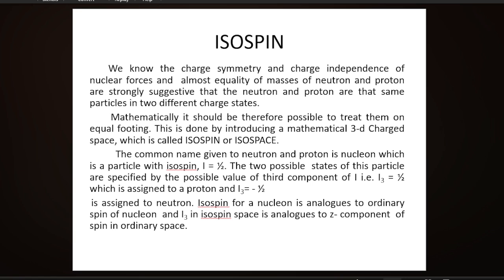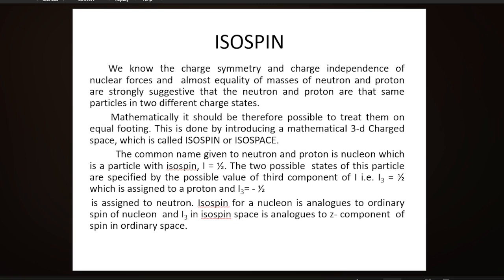neutron-proton. This is the charge symmetry and charge independence of nuclear forces, and almost equality of masses of neutron and proton. Neutron and proton have equal mass. This strongly suggests that the neutron and proton are the same particle in two different charge states. What we are trying to say here is that the neutron and proton are the same particle, having two different states.